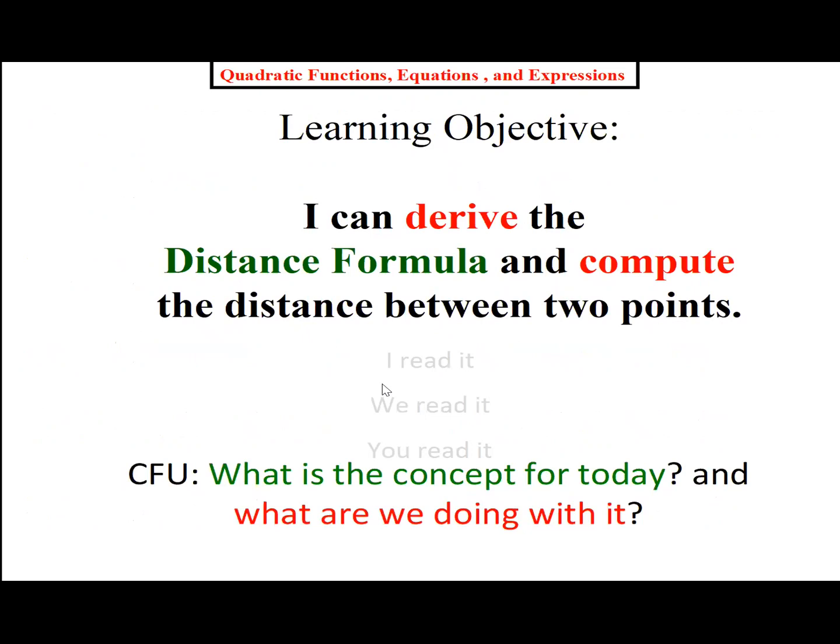All right, our objective for today: I can derive the distance formula and compute the distance between 2 points. So today we're going to do 2 things. We're going to derive the distance formula. What does that mean, Mr. Q? That I'm going to show you where it comes from. It's not just, oh, this is the distance formula, you need to learn it. Yes, that is true, but I like to find out where everything comes from, so I'm going to show you where it comes from. And then we're going to compute the distance between 2 points using the distance formula, okay?